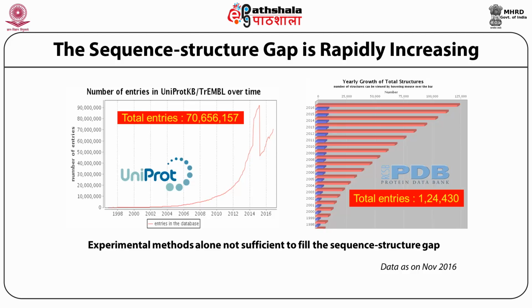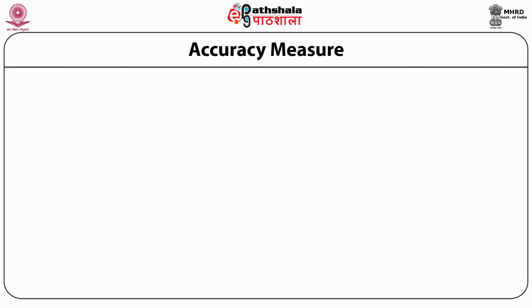So, the experimental methods alone are not sufficient to fill the sequence structure gap. This scenario signifies the urgent need of developing structure prediction methods. Now we discuss the evaluation of accuracies of the secondary structure prediction methods. The most common accuracy measure is Q3 score.